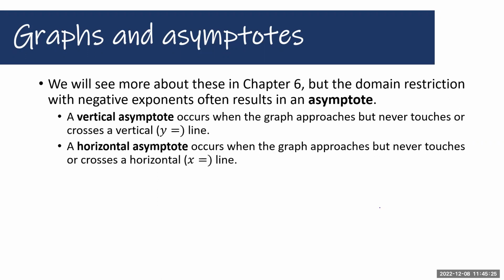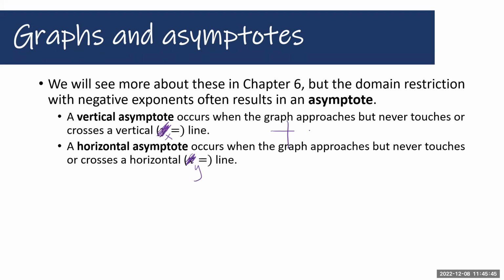A horizontal asymptote, on the other hand, is the same idea, but it's a horizontal line. So now you have a y or an x equals line. I have those backwards. My apologies. I will fix them in the notes. So vertical asymptote is an x equals line, and a horizontal asymptote is a y equals line.